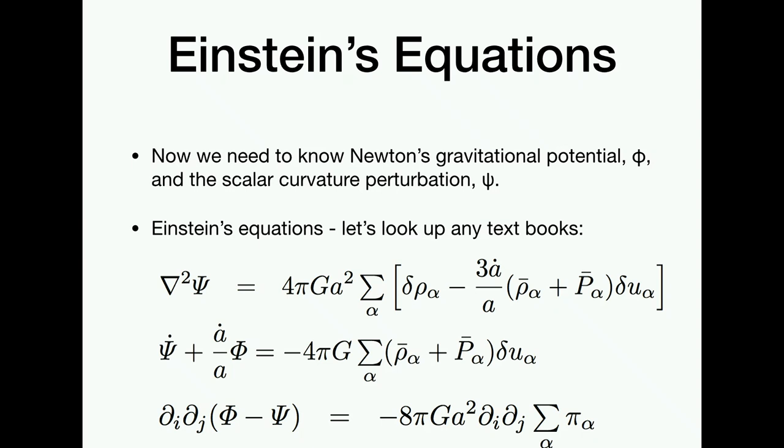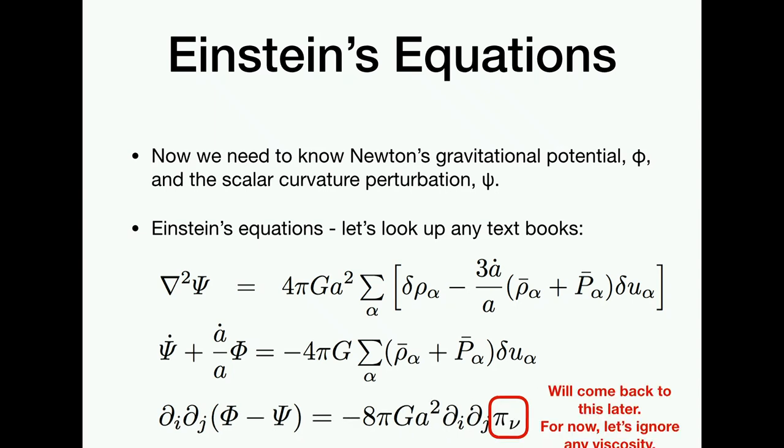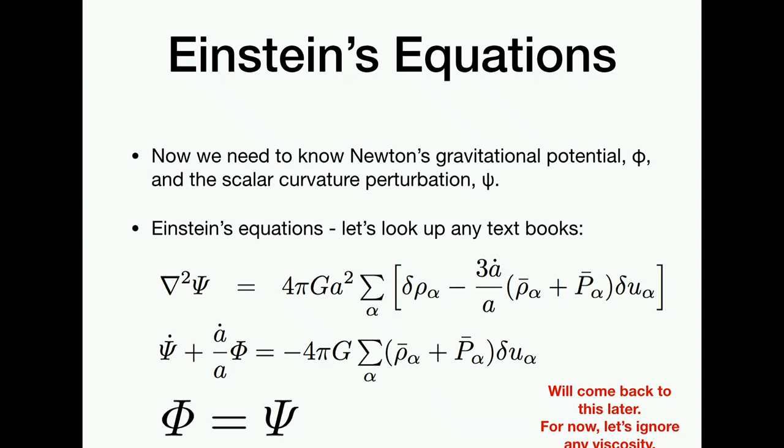For example, this phi and psi are not exactly equal due to viscosity. And this photon viscosity is small during tight coupling because the photon-baryon behaves like a single perfect fluid, almost. But neutrinos are not fluid. So neutrinos will make phi and psi different. We'll come back to this later. But for now, let's ignore this, and phi is equal to psi, just to simplify, okay?